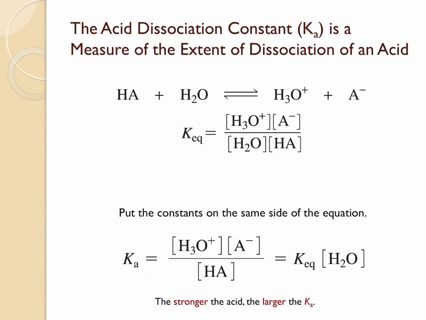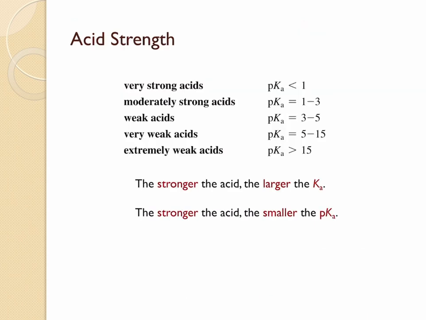Now, what is the significance of this Ka and how is it going to relate to the acidity? In general, the larger the Ka, the stronger would be the acid. And the opposite is going to be true, which means if you have a compound which has a smaller Ka, then it is said to be a weak acid. Strength of the acids. Acids can be classified as very strong acids, moderately strong acids, weak acids, very weak acids, and extremely weak acids, depending upon the pKa values.